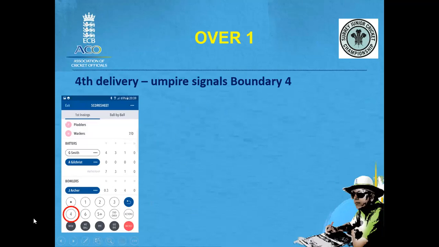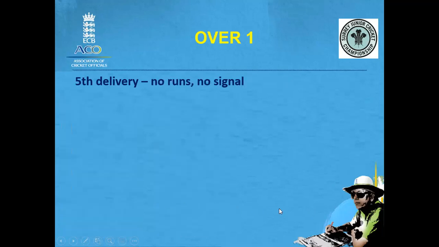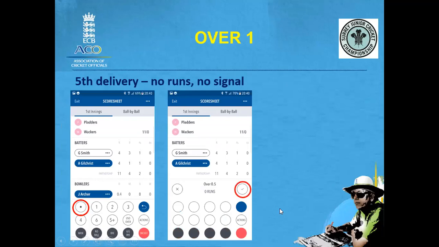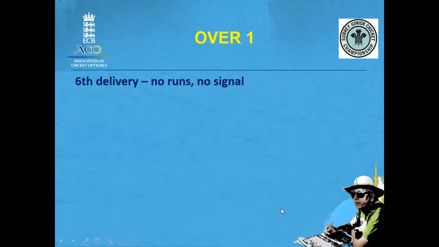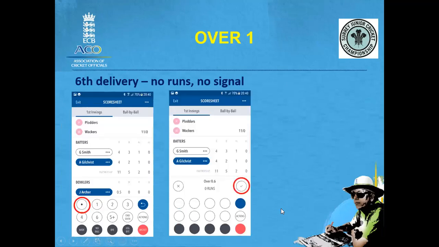Fourth delivery, umpire signals boundary 4, so 4 and tick. Fifth delivery, no runs, no signal, so dot and tick. Sixth delivery, no runs, no signal, so dot and tick.